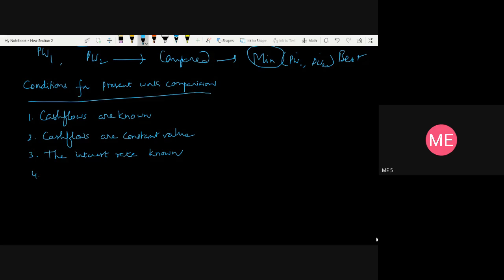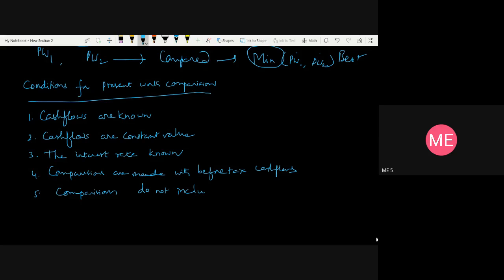And fourth one, comparisons are made before the tax. Of course, we are not including the tax values, right? I mean, with the before tax cash flows, which means the tax is not implemented. And fifth one, comparisons do not include intangible considerations.